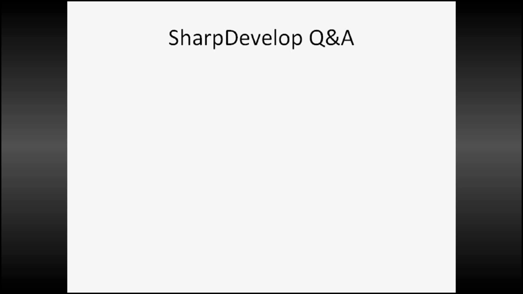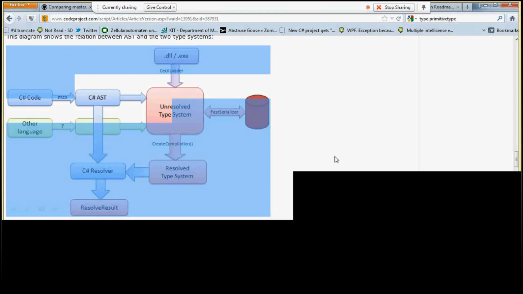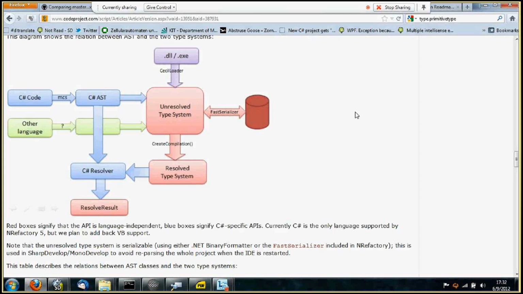I'm currently working on an explanation and overview of the new nRefactory, and I can show you a part of that unfinished article. We have a diagram that shows what we did to the type system. We had a very similar diagram in the presentation last year, which we also offered for download. But now the big change is that we added this unresolved type system.